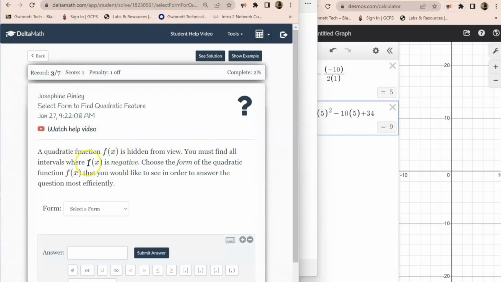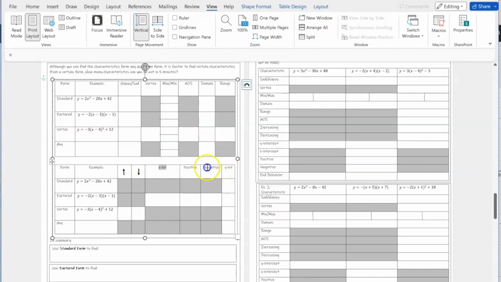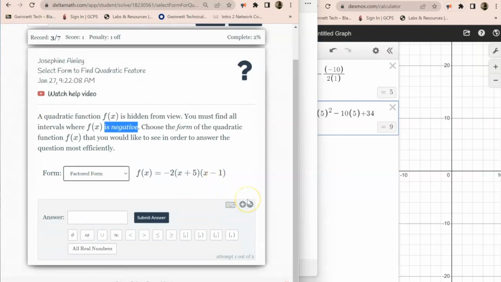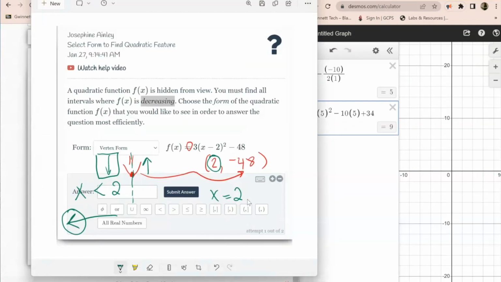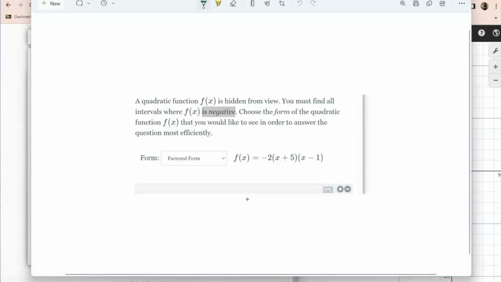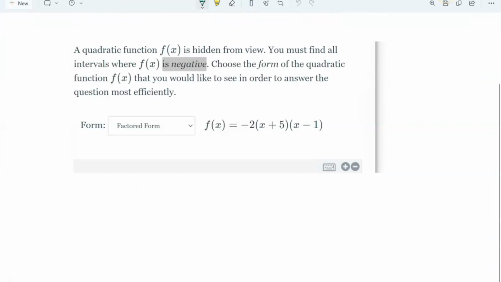All right, I must find all the intervals where it is negative. So positive and negative. And again, from my notes, positive and negative, the only one that's not blacked out is factored form. So this is coming from factored form. So let's go ahead and find factored form. So here's my equation. Now from here, I already know that I can pull x-intercepts very quickly, right? So let me pull my x-intercepts. So my x-intercepts are -5 and +1.